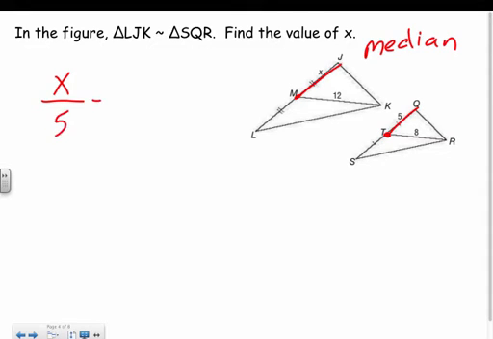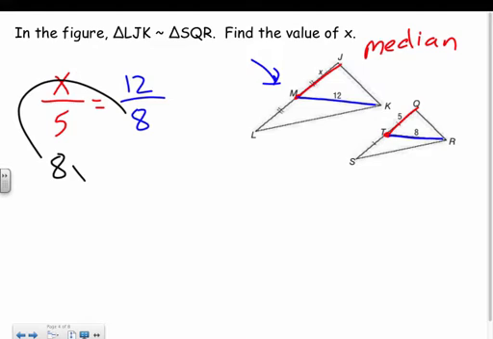So X over 5 equals, well, let's go back to the first triangle because that's what I have on top, 12. And I know that corresponds with 8. So there's my proportion I can work with. And it's just like we always do with our proportions. Take the cross product.